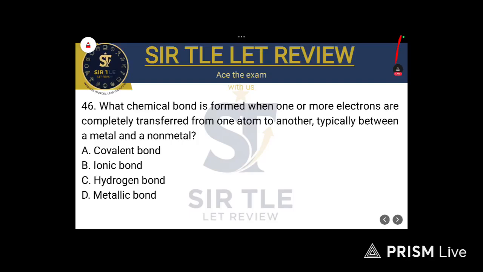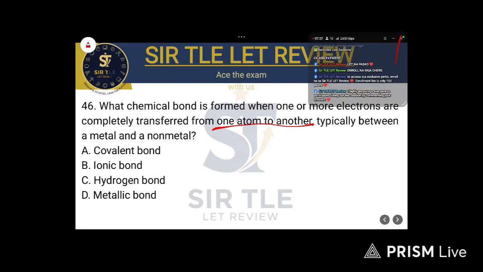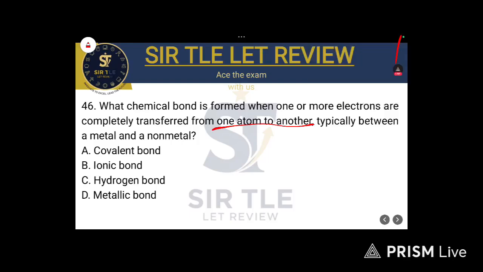46, number 46. What chemical bond is formed when one or more electrons are completely transferred from one atom to another, typically between a metal and a non-metal? A. Covalent bond. B. Ionic bond. C. Hydrogen bond. Or letter D. Metallic bond. What is your answer, everyone, for number 46?